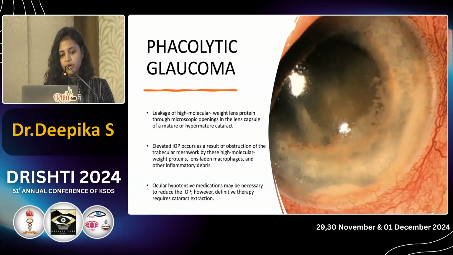The main thing is you have to reduce the IOP with ocular hypotensive medication, but the definitive treatment will be removal of the offending agent, which is the cataract in this condition. So you have to plan for a cataract extraction. You can plan it under IV mannitol cover, because even though you are trying to reduce the IOP with medications, it may not be reduced to the extent you are expecting.